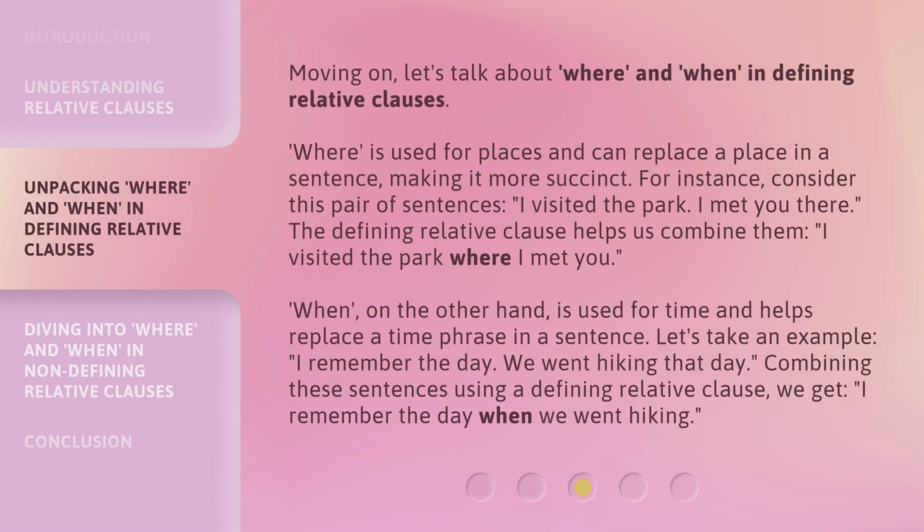Moving on, let's talk about where and when in defining relative clauses. Where is used for places and can replace a place in a sentence, making it more succinct. For instance, consider this pair of sentences. I visited the park. I met you there. The defining relative clause helps us combine them. I visited the park where I met you.